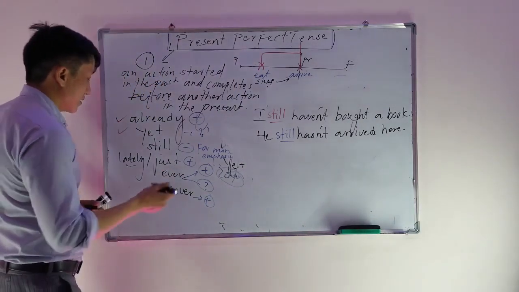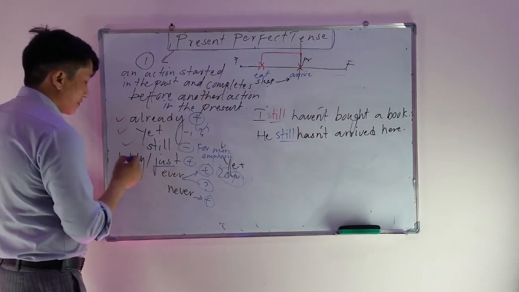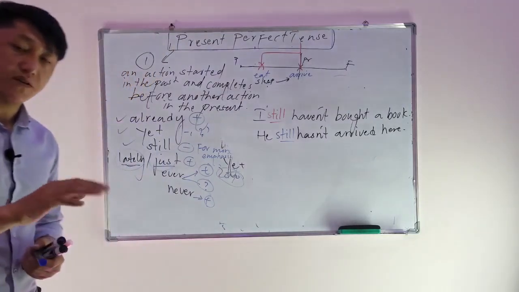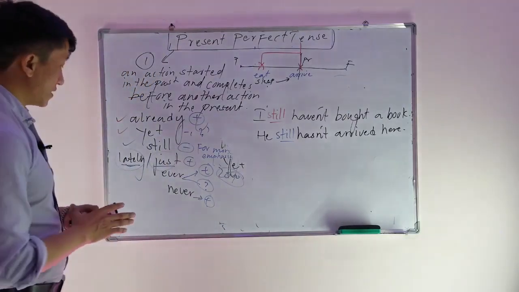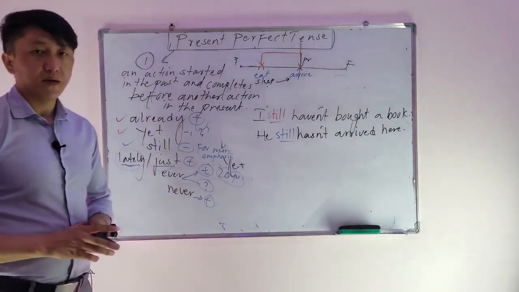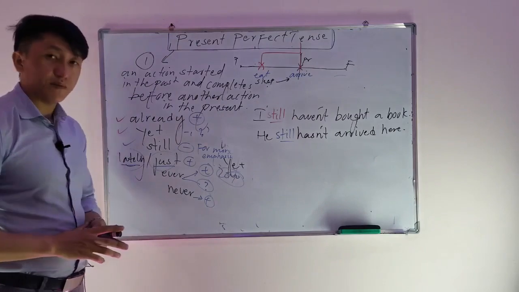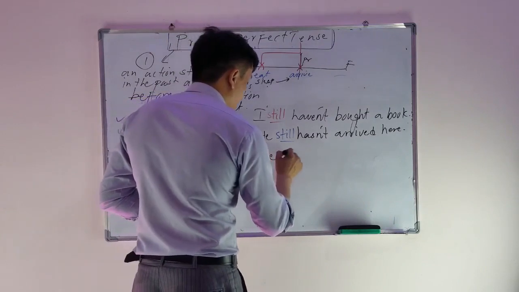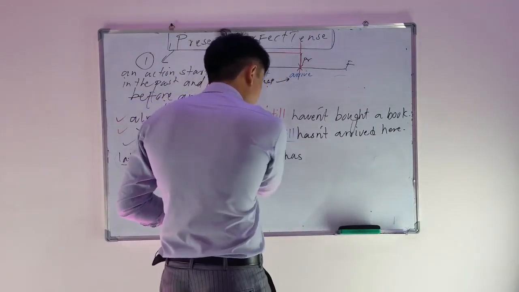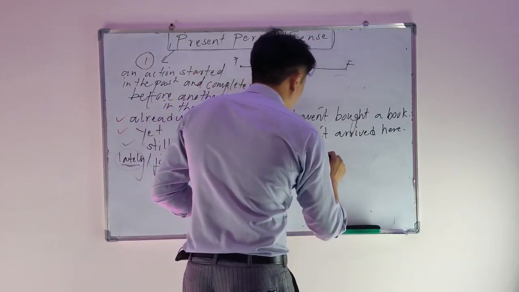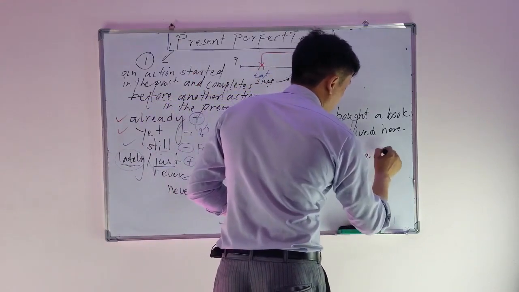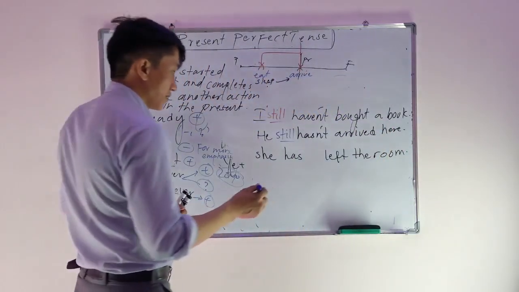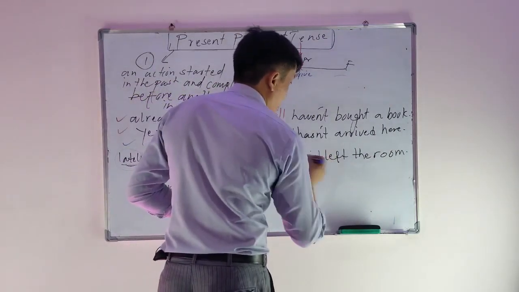Now, the next one, we have just. We use just or lately. When you use lately, recently and just, it's used for actions that just finished, for recent actions. Where do we use them? We use these adverbs after the auxiliary verb, before the main verb. For example, she has left the room. If I want to use just here for the recent action, we can say she has just left the room.